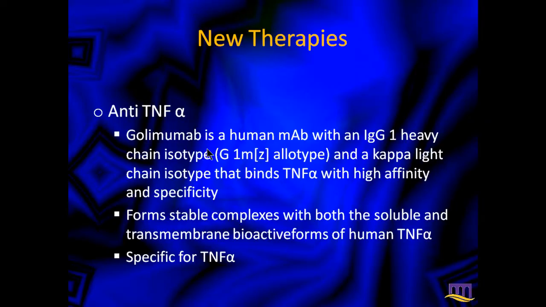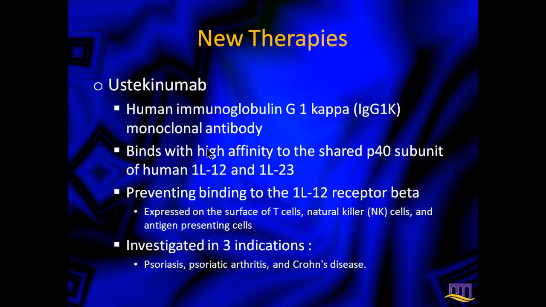Another agent is ustekinumab, that is also an IgG monoclonal antibody. As I was mentioning, P40 is a common subunit for IL-12 and IL-23, so it binds to that subunit. It therefore blocks the binding to IL-12 receptor beta.